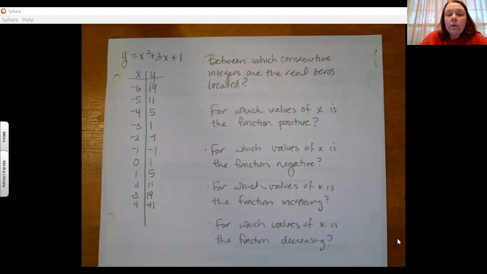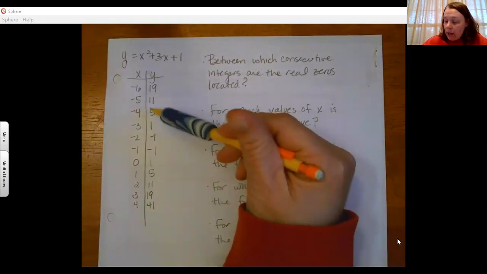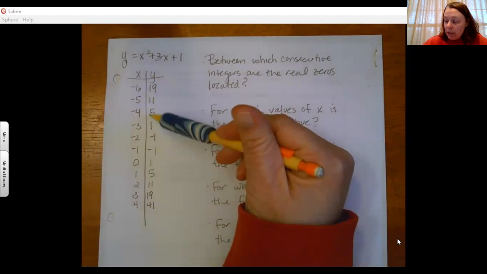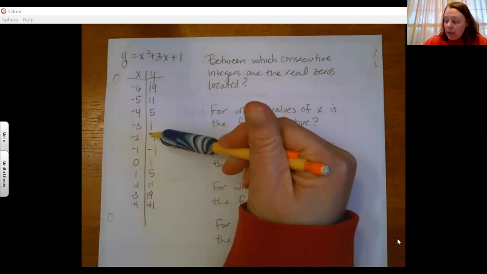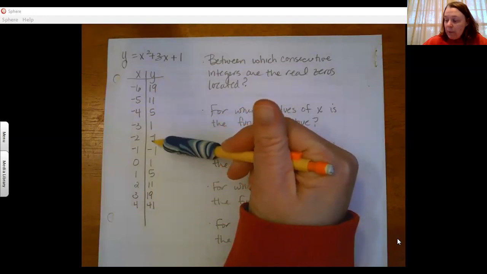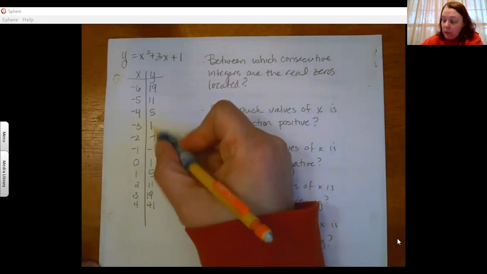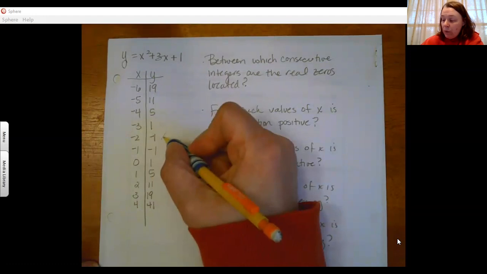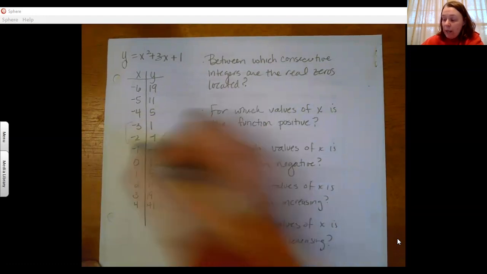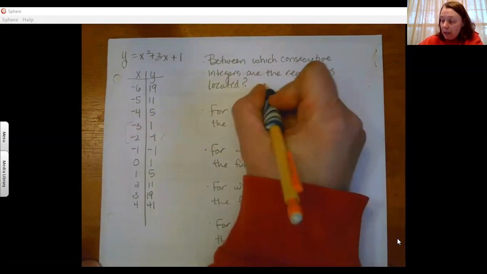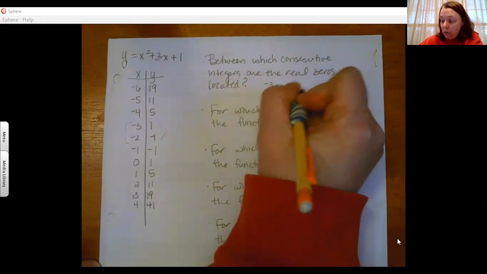how do I know I have zeros? So as I'm looking at my y values, I'm noticing they're positive, they're decreasing, right? They decrease. And then here they're switching from positive to negative. So that means somewhere in here, between this value and this value, it must have hit 0 somewhere in between. So there must be a 0 located somewhere between -3 and -2.